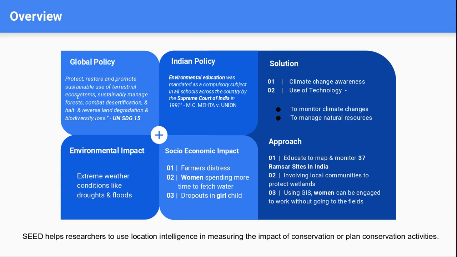So we are trying to build this technology stack where people use satellite data to actually monitor climate changes and manage their local natural resources. So we are planning to start with Ramsar sites in India and then slowly move to Western Ghats and other Himalayan foothills as we go by.